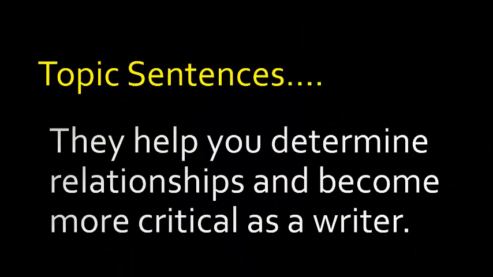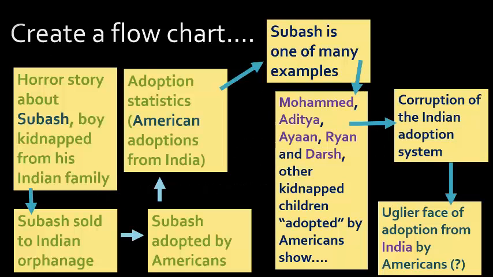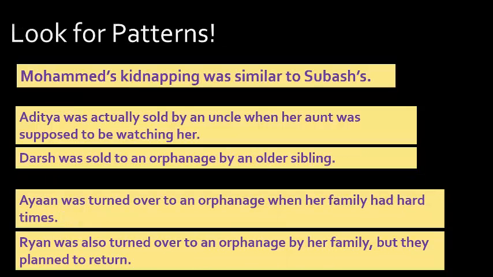Now, topic sentences themselves help you determine relationships and become more critical as a writer. So, if we are working on this thesis statement about Subhash, which we just saw a moment ago, and we are thinking, okay, where does this paper need to go? What's going to happen? We've created our flowchart. Let's look at all those kidnapped children that we saw a minute before. So we have Mohammed's kidnapping was similar to Subhash. Then we have Aditya, who was sold. We have Ayan, who was turned over to an orphanage by her family. We have another person turned over to an orphanage. And we have another child who was sold by a sibling.